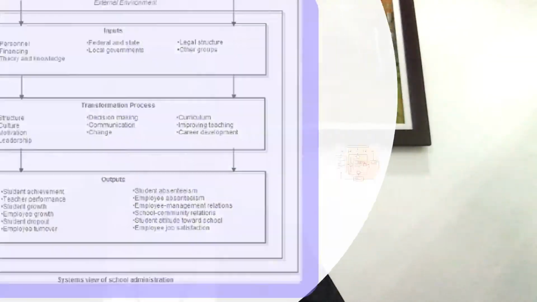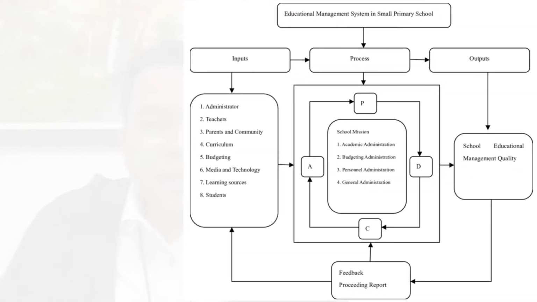Okay. Now, let's look at another example in the educational management system of a small primary school. This is another perspective on how you look into the design of a system. The input here will involve both the supplier and of course the input that we're talking about. If you're going to demarcate here, administrators, teachers, parents, and community, and students, of course, are part of the input. And curriculum, budgeting, media and technology, and learning sources will be part.